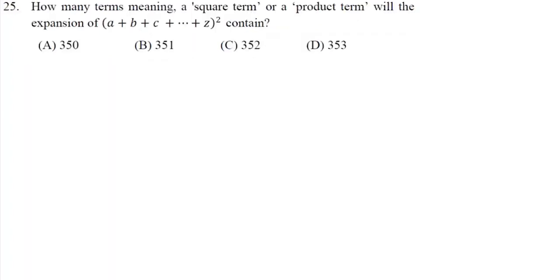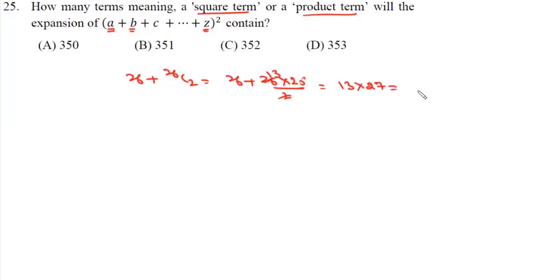and that will be our option C. Now question number 25 is how many terms, meaning a square term or a product term, will be in the expansion of this series. Now we have square terms for each of these 26 alphabets. So it will be 26 plus. Now product terms, we'll have 2 at a time, and the number of products will be 26C2. So there will be 26 plus 26 into 25 divided by 2. So it will be 13 into 27, which is 351, and that's your option B.